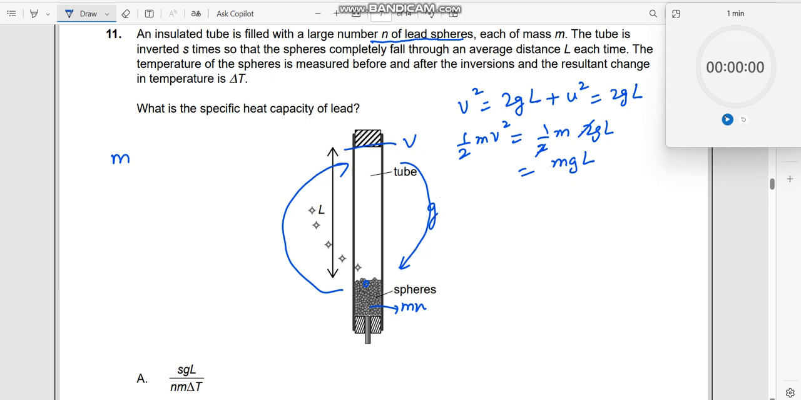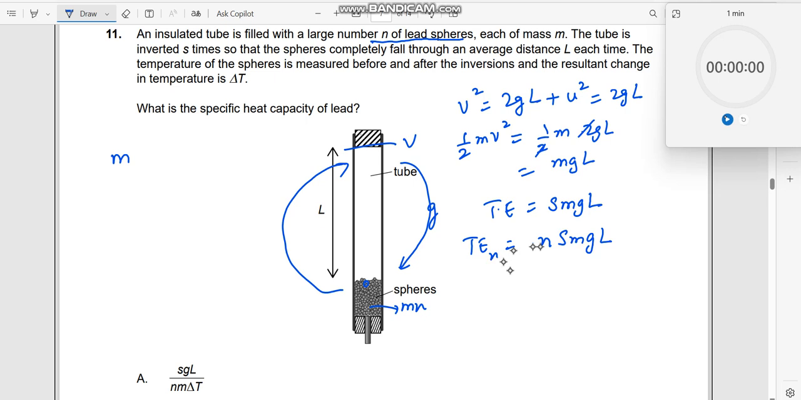If I do it s times, it is inverted s times, so the total energy which a lead sphere gains is s times mgL. Only one lead sphere. If I take all the n lead spheres, the total energy is n s m g L. Did you understand this? If you do not, put your comments in the video; I will definitely take it up in a more detailed way. Total energy is n s m g L. This is what we get.